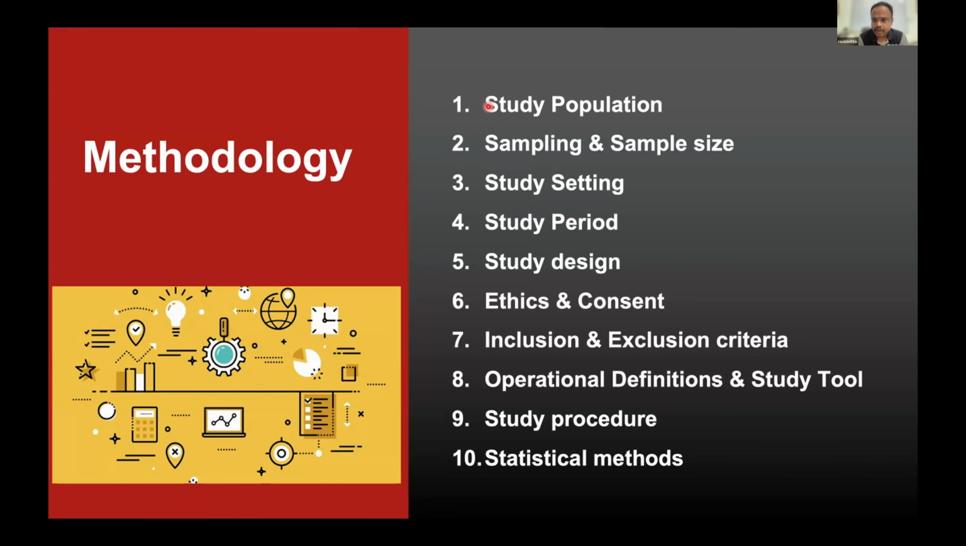So that is study population, sampling and sample size, study setting, study period, study design, ethics and consent, inclusion and exclusion criteria, operational definitions and tools, study procedure, and statistical methods. If you have a clear-cut idea on these 10 topics, your methodology is done. And if you do it in the proposal, you just copy paste it in your full thesis or your research.